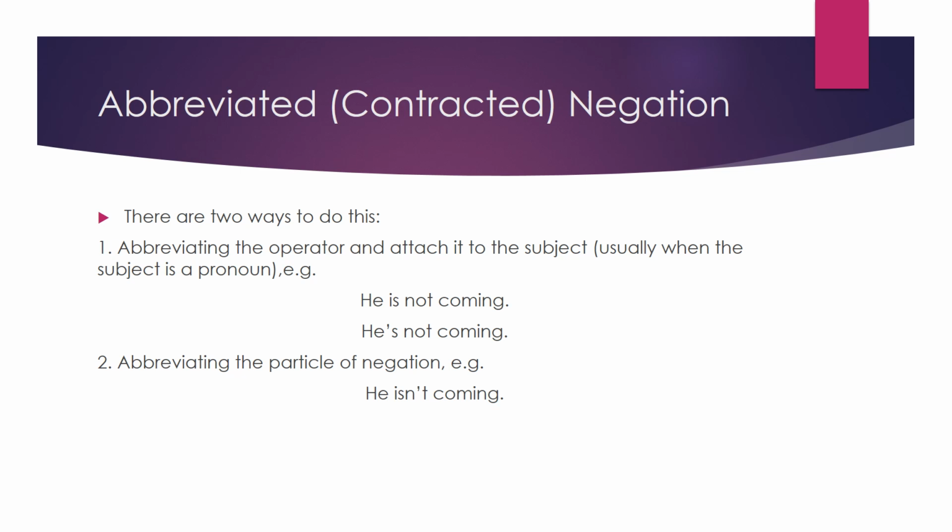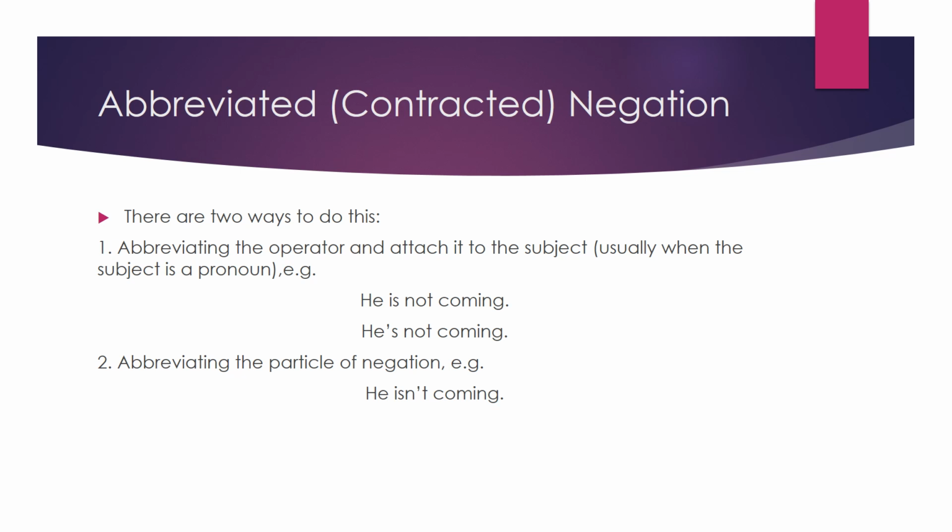How can we make the auxiliary and the operator abbreviated or have the short form? How can we shorten them? In fact, there are two ways to do that. The first way involves abbreviating or shortening the operator itself and attaching it to the subject, especially when your subject is a pronoun. For example, he is not coming.